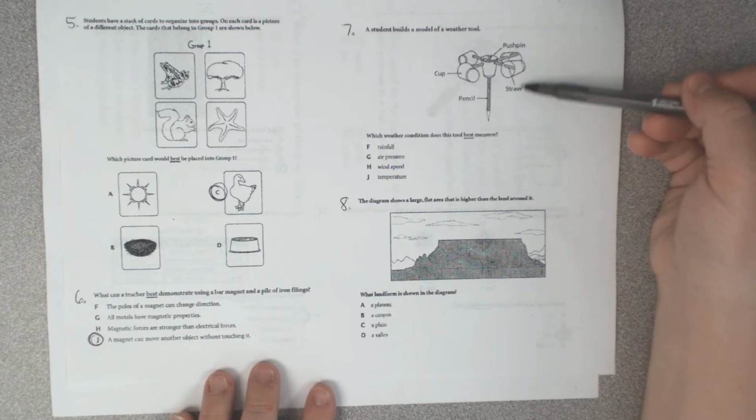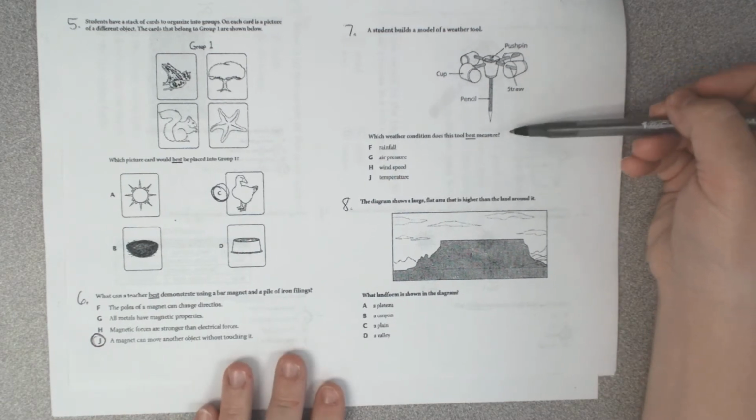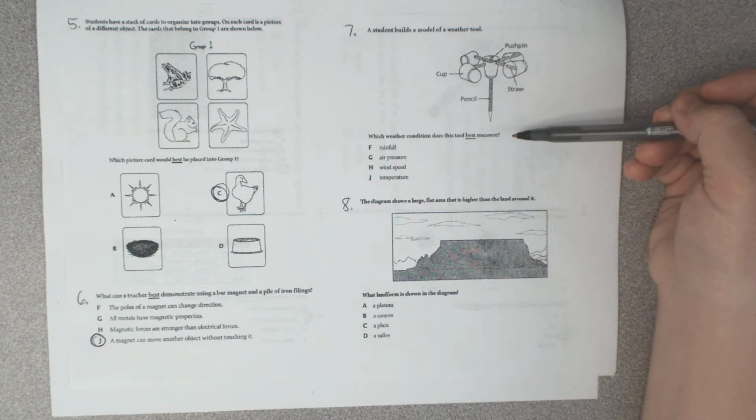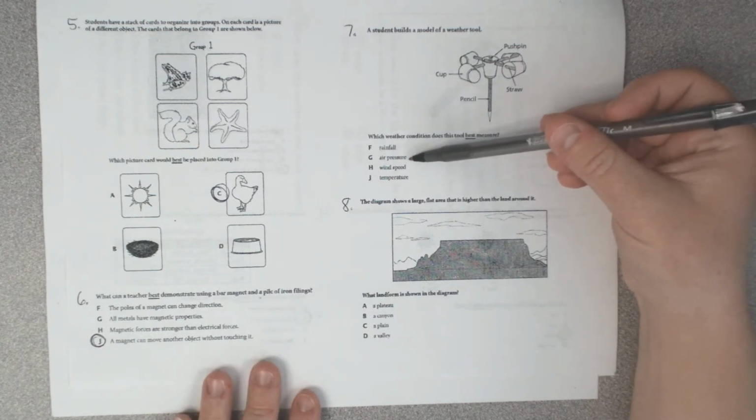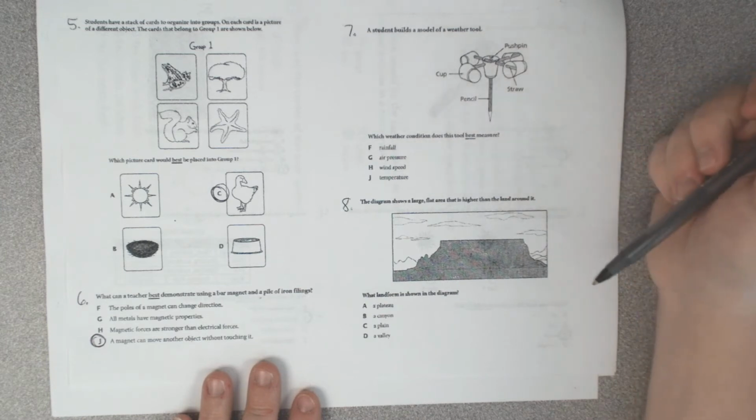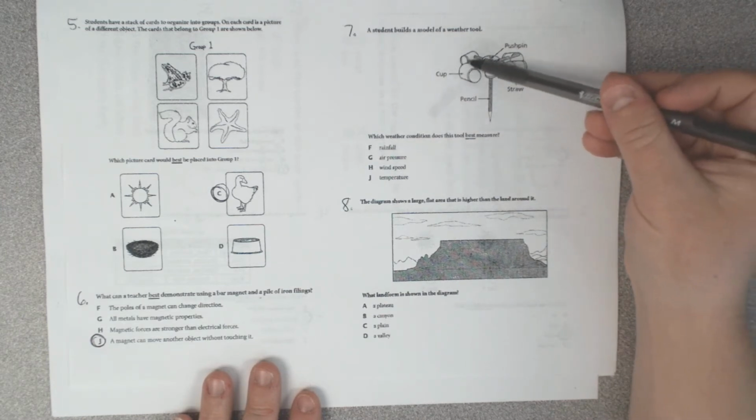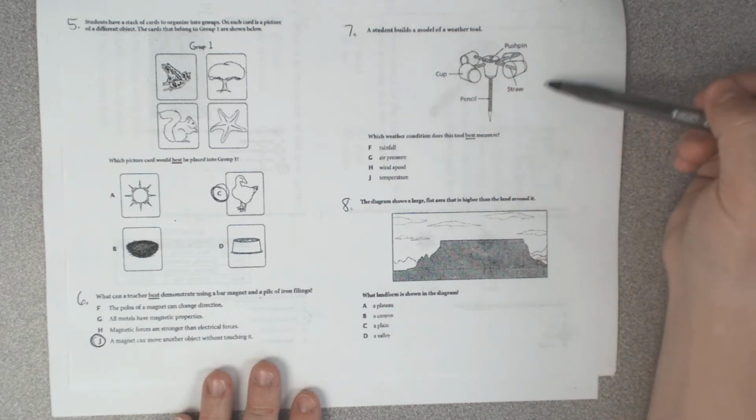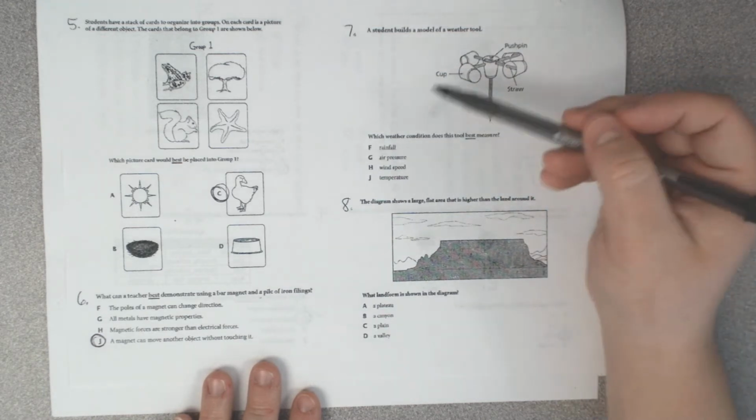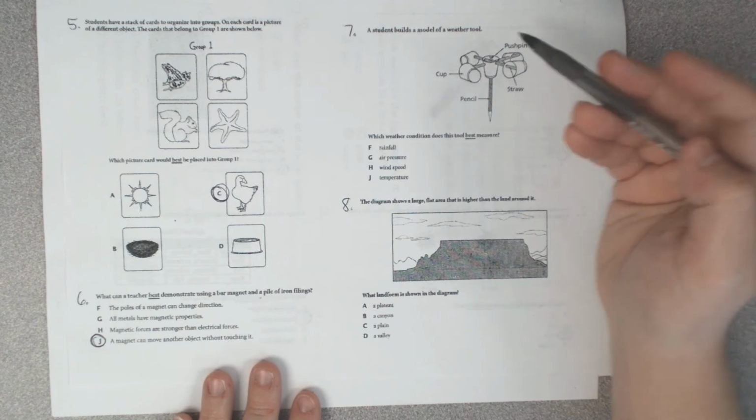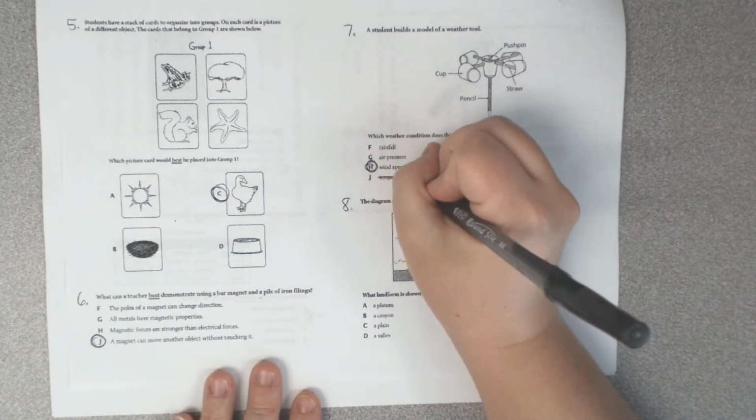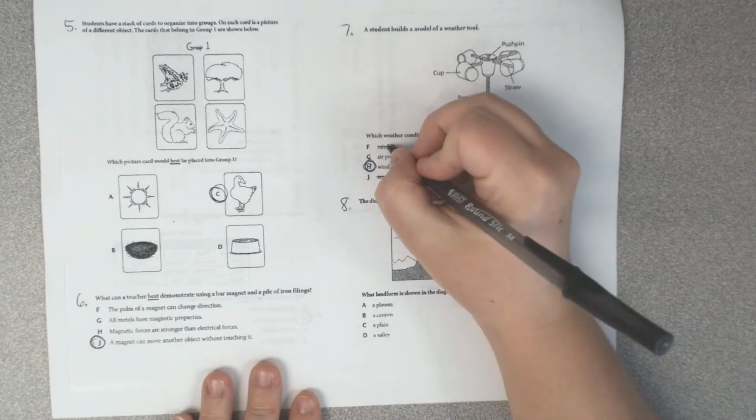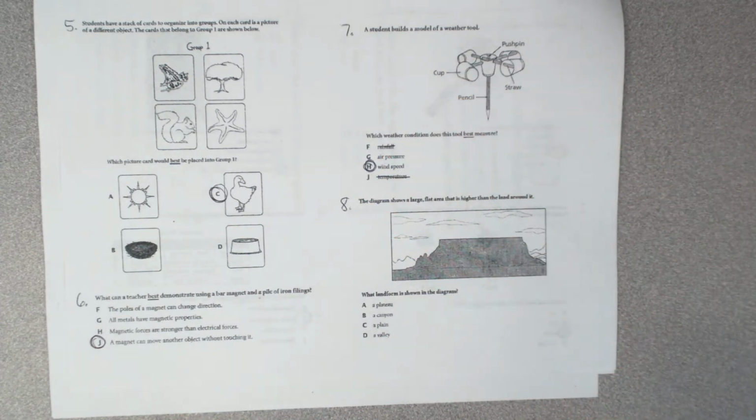Number 7 says a student builds a model of a weather tool. We talked about this a little bit in our science book. Which weather condition does this tool best measure? Rainfall, air pressure, wind speed, or temperature? In this case, because I noticed the cups and the direction like they would spin, I think about the wind speed, right? So the wind speed. Definitely not temperature, that's a thermometer. Or rainfall, you would need a rain gauge.